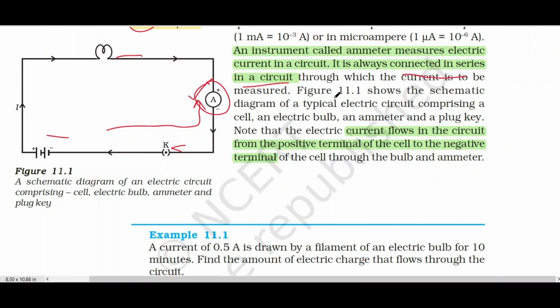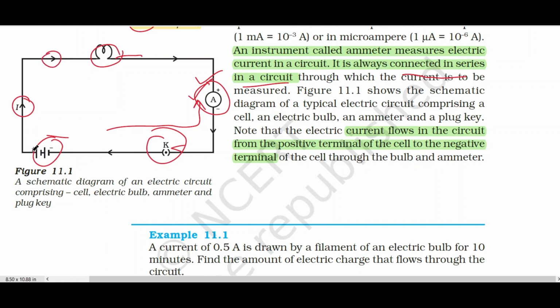Figure 11.1 shows the schematic diagram of a typical electric circuit comprising of a cell. इसमें दिस इज योर सेल, एन इलेक्ट्रिक बल्ब, ये आपका इलेक्ट्रिक बल्ब हो गया, एन अमीटर, दिस इज योर अमीटर, and a plug key. This is your plug key. Note that the electric current flows in the circuit from the positive terminal of the cell to the negative terminal of the cell through the bulb and ammeter. तो इसमें करंट की डायरेक्शन हमें क्या देखने को मिल रही है? That it is in this direction.